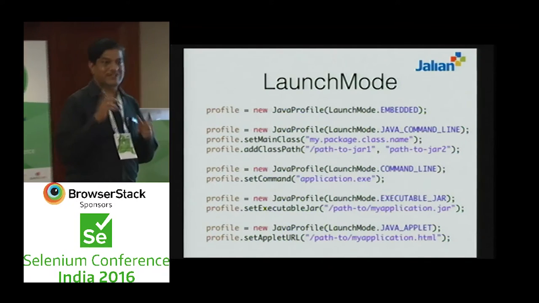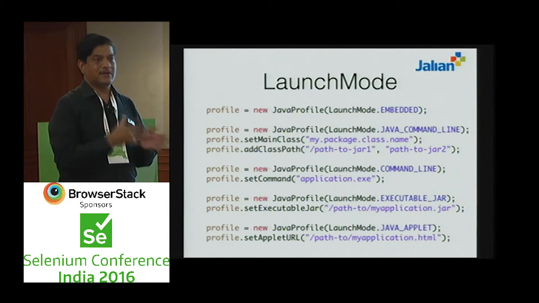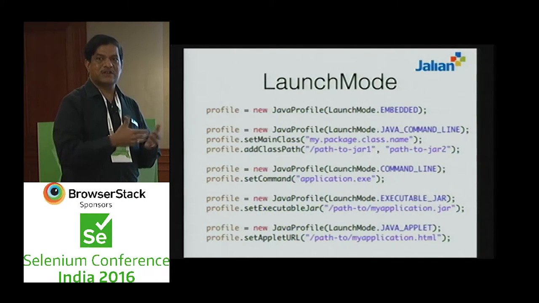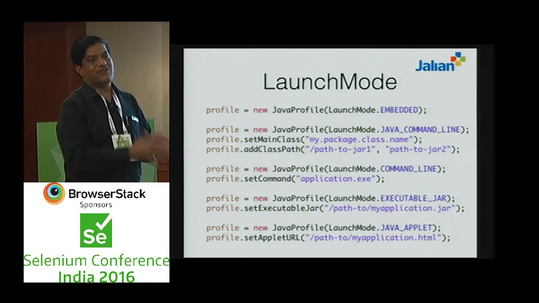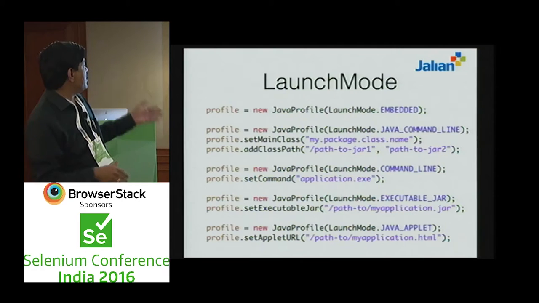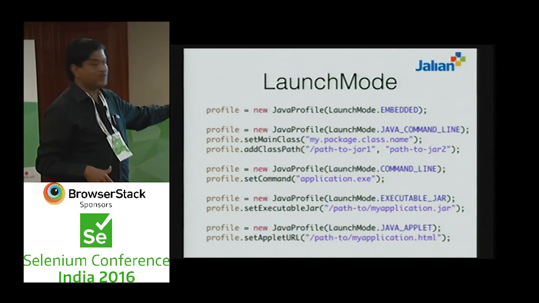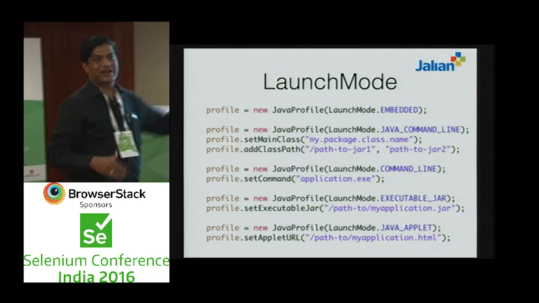This is where we have a JNLP file which is posted on a server, and we go there and click on it, and then the application is launched. javaws is the command, and then we do the web start. In that case, you give a Java profile launch mode web start, and then we have to do set JNLP file and give the path to the JNLP.